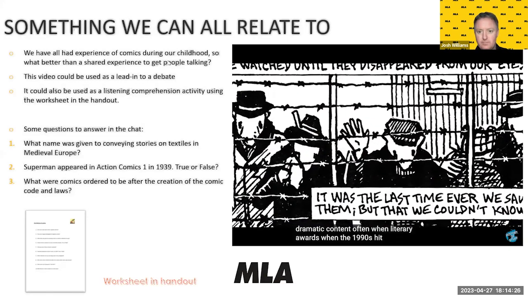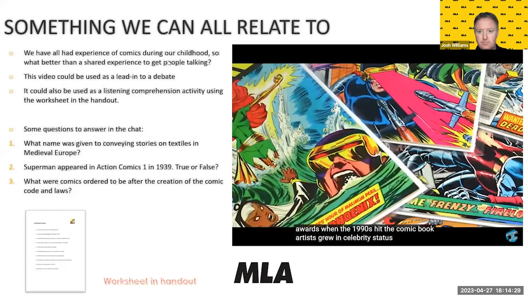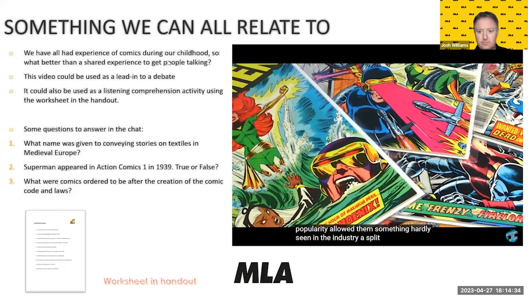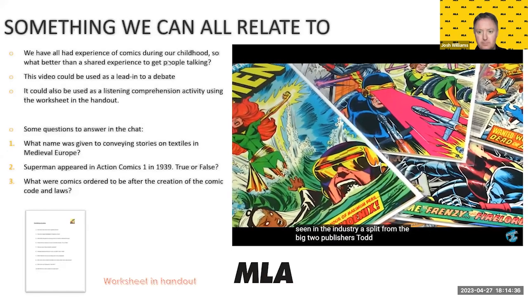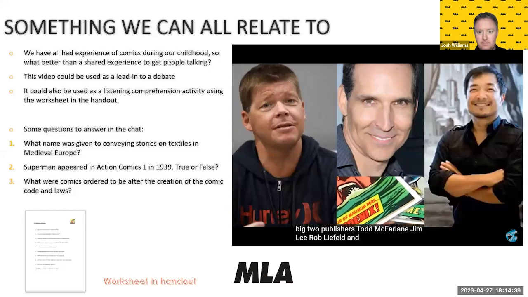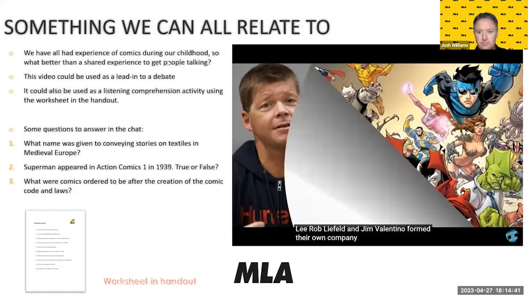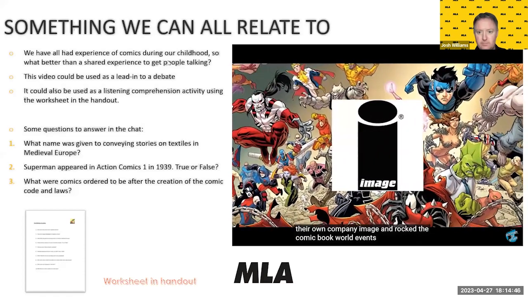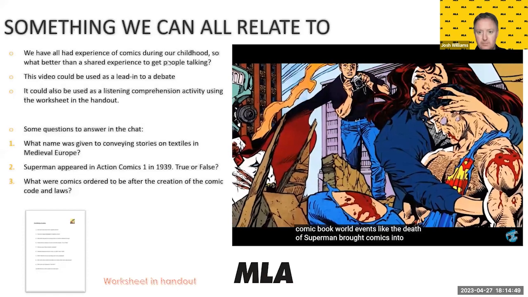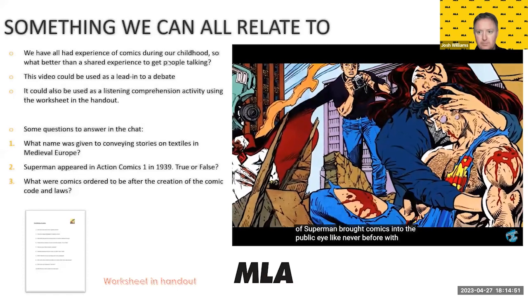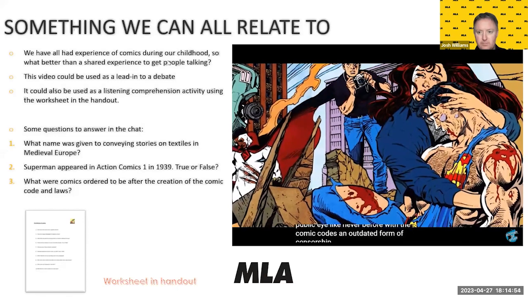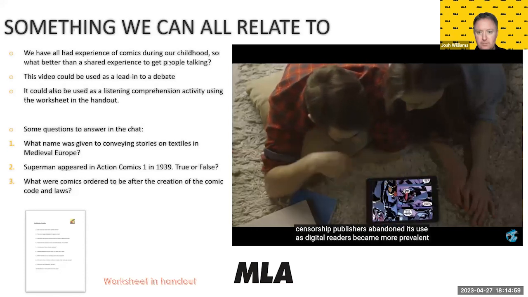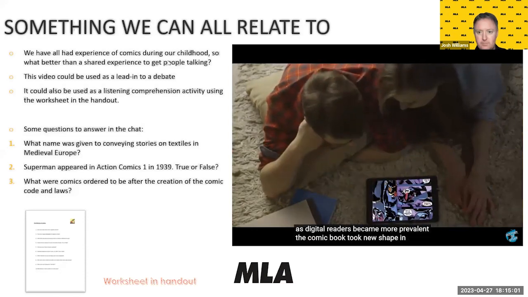When the 1990s hit, the comic book artists grew in celebrity status. Their popularity allowed them something hardly seen in the industry: a split from the big two publishers. Todd McFarlane, Jim Lee, Rob Liefeld, and Jim Valentino formed their own company, Image, and rocked the comic book world. Events like the death of Superman brought comics into the public eye like never before. With the comic codes an outdated form of censorship, publishers abandoned its use. As digital readers became more prevalent, the comic book took new shape in digital form.